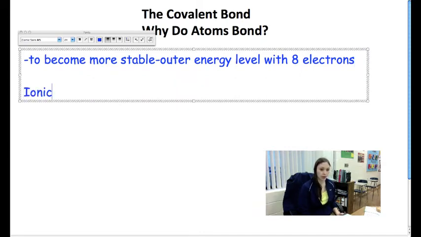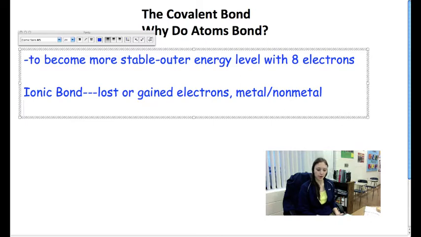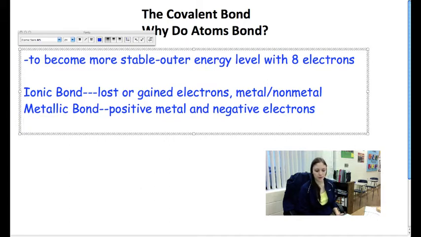So like I just recapped for you, an ionic bond, you have where there are lost or gained electrons, that's the metal, nonmetal. Then you have a metallic bond, which is a positive cation metal and negative electrons. And then our last kind of bond we're going to look at is going to be the covalent bond. And these are the ones where atoms share electrons.